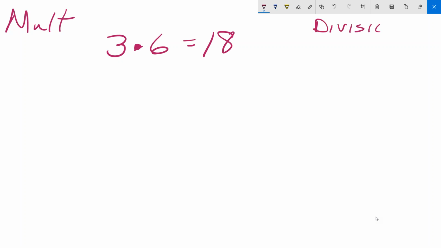Multiplication. 3 times 6 is 18. Now let's talk about the opposite of multiplication, which is division. What is 18 divided by 6? 3. What is 18 divided by 3? 6. Okay. So a positive number times a positive number is very easy, and division is just remembering all of these products, so you can do it in reverse.